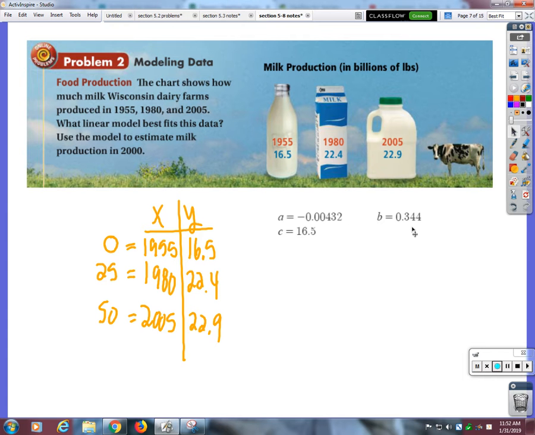Anyway, okay, oh, it does say what linear model. Yeah, so we broke the law there. Okay, yes.